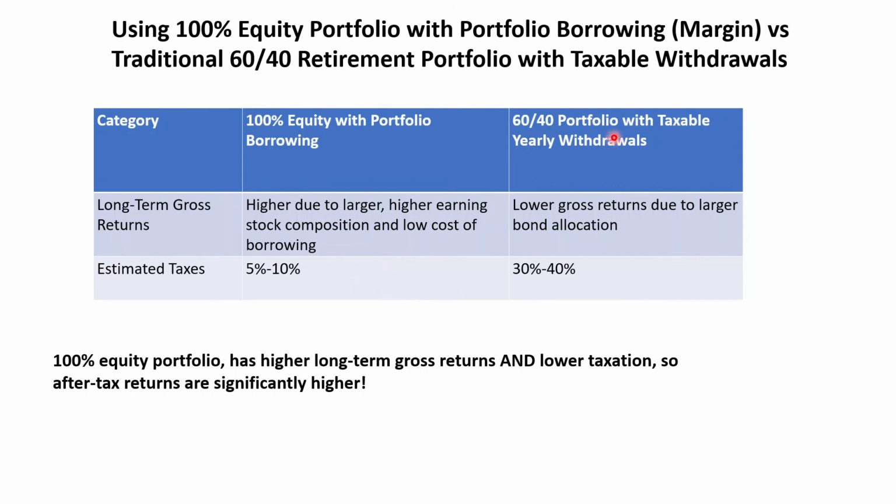Versus the 60-40 portfolio, where in order to get your distributions, you're doing taxable withdrawals. And if you're a higher earner, you're paying 30% to 40% of that in taxes, if not more. So just to summarize, the 100% equity portfolio has higher long-term gross returns and significantly lower taxation. So the after-tax returns are significantly better. You're building a lot more wealth by using a 100% equity portfolio with portfolio borrowing, both for you as well as for your beneficiaries. We'll dive into that in an example in the next few slides.